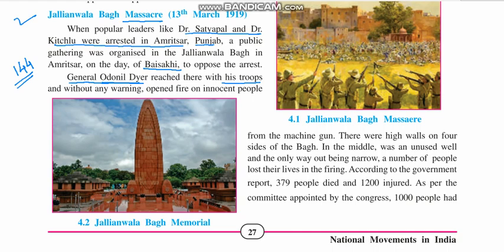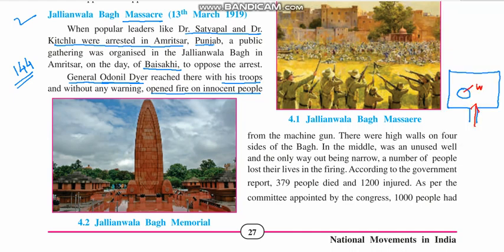But without any warning, General Dyer reached there with his troops and opened fire on the innocent people from the machine guns. There were high walls on the four sides. The construction of this particular ground is something like this. There is a narrow passage. It is surrounded on all sides with high walls, and there is a well in the middle. There is only one passage to go in and come out.